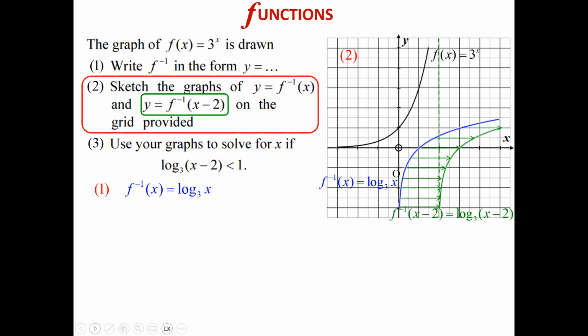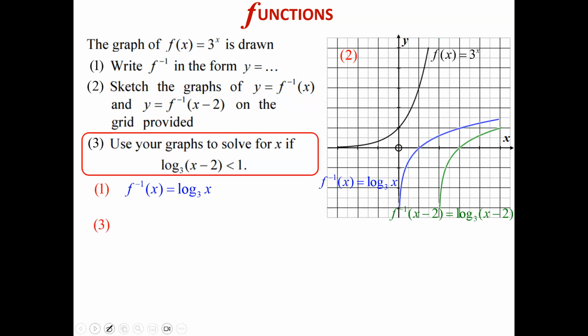So you can see all the points, as I showed you, from 1, it moves to 3, and all the points have shifted 2 units to the right. And the last question is to use your graphs to solve for x, where the log of x minus 2 to the base 3 is less than 1.